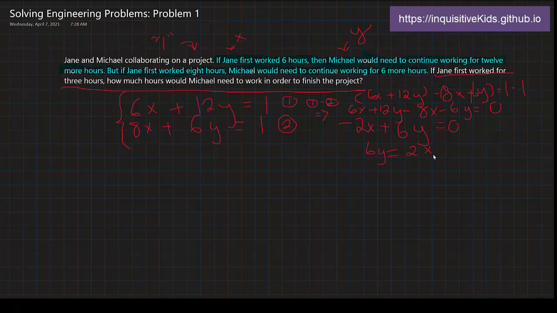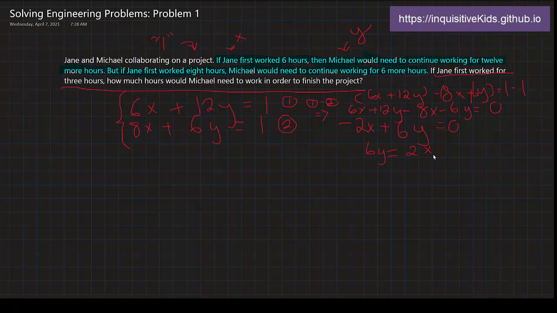Now let's pause for a moment and go back. So, let's think. What does the variable x stand for? Yes, you were completely correct. X is equal to the unit progress of Jane. And what does y stand for? Yep, y is equal to the unit progress of Michael.